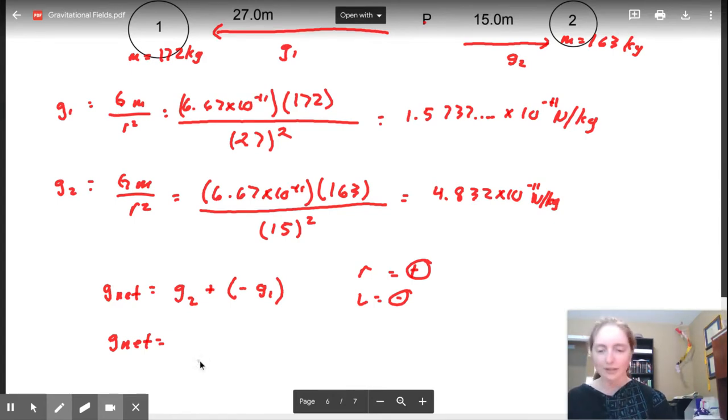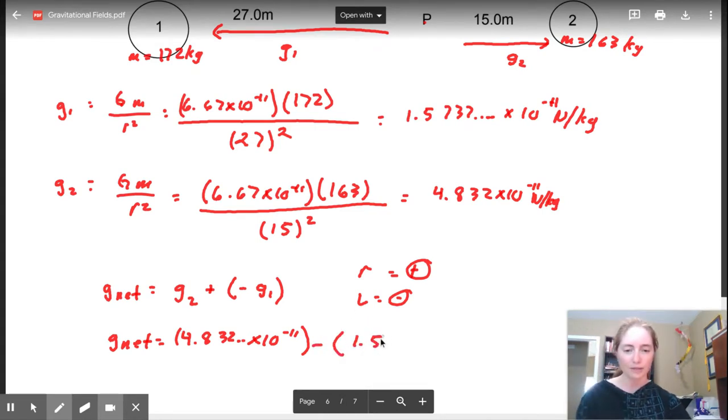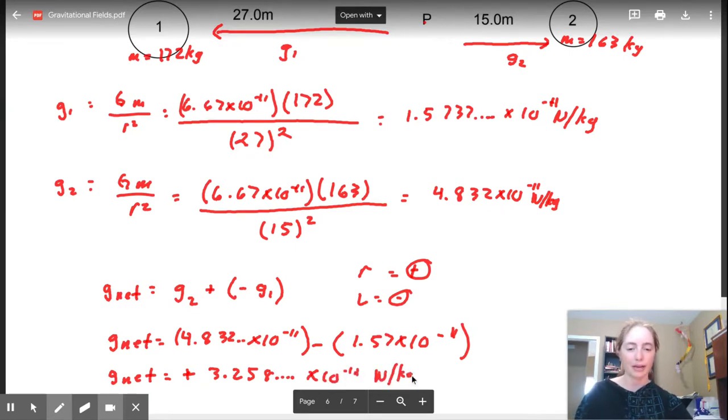All right, so ladies and gentlemen, 4.832 times 10 to the power of negative 11. Always use all digits here in your calculator. Don't round here, only round at the last step. And we're going to subtract that from our 1.57 times 10 to the power of negative 11. All digits in your calculator, no rounding here. And our G net is going to wind up as a positive value. And we get 3.258 times 10 to the power of negative 11 newtons per kilogram.